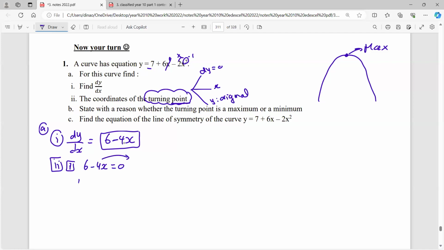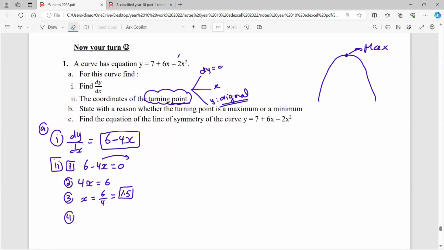The 4x goes to the other side. 4x equals to 6. So x equals 6 over 4, and the simplest form is 3 over 2 or 1.5. You want to keep it as a fraction or as a decimal, it is totally up to you. Since the question says find the turning point, I must find the value of y. And how do I find this? This is step number 3. How do I find the value of y? As we said, we always substitute in the original equation.